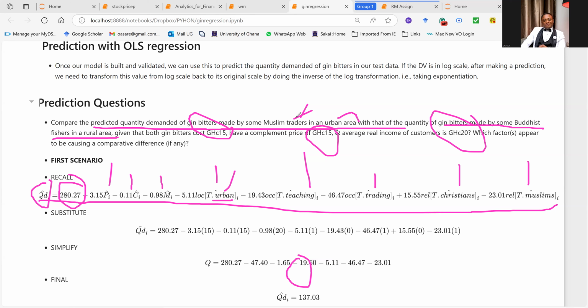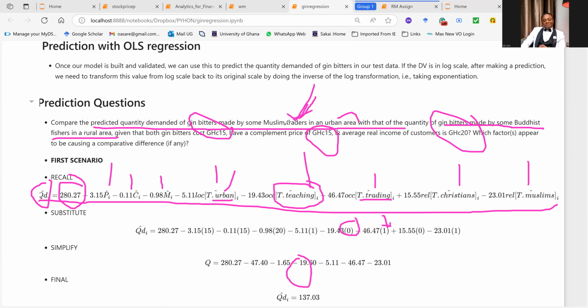Occupation, it says that the people are Muslim traders. So if they are Muslim traders, when you come here, which is not traders but teachers, the value should be 0. That is why you can see that when you come here, the value is 0 for teachers. They are Muslim traders. So it means that when you come to trading, the value is what? 1. So again, when you go here, you notice that the value is 1.